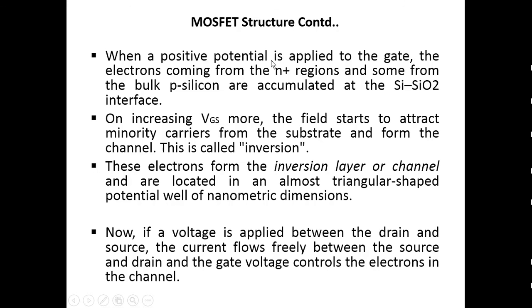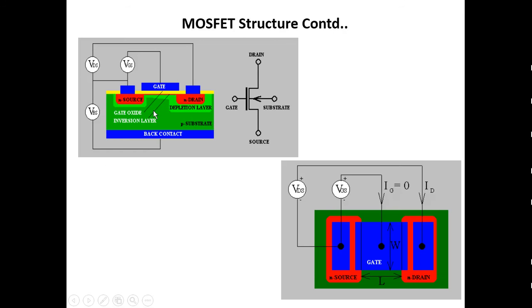When a positive potential is applied to the gate, the electrons coming from the highly doped N region and some from the bulk P silicon are accumulated at the SiO2 interface. So what is the SiO2 interface? This is the SiO2 interface, that is the gate oxide interface. So when this gate source voltage, which is positive, is applied here.